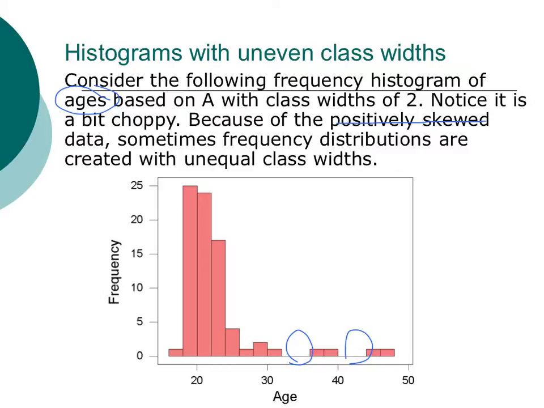And sometimes frequency distributions are created with unequal class widths so that we can get rid of these gaps, because we'd rather have a nice, more even flowing histogram. And so I'm going to show you that next.